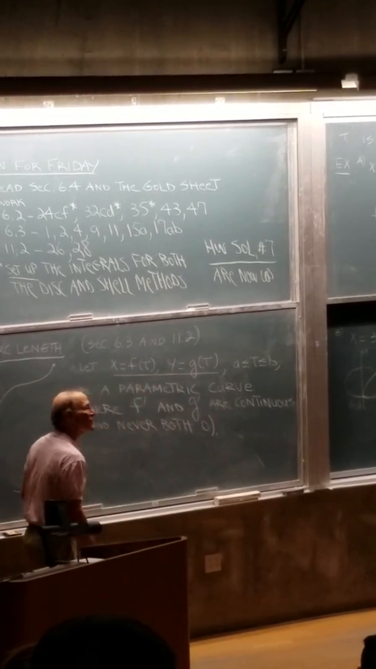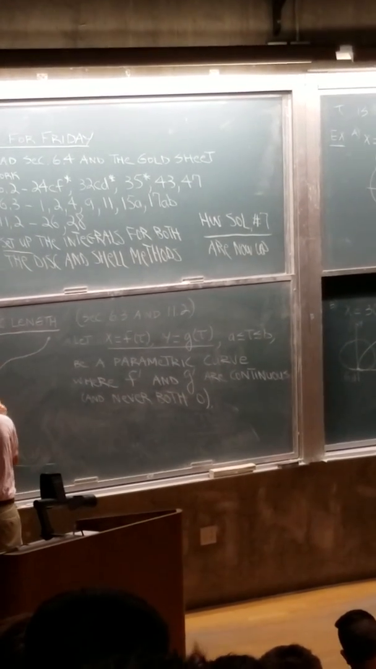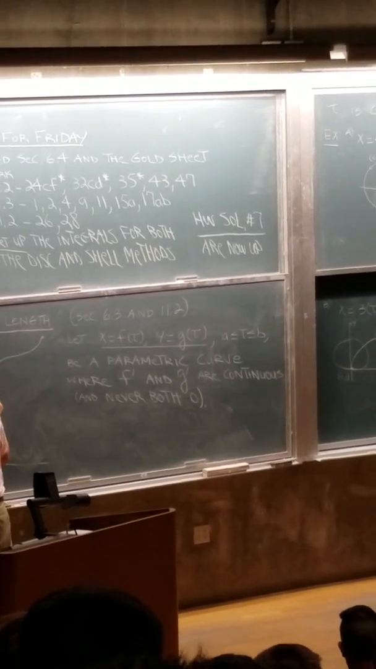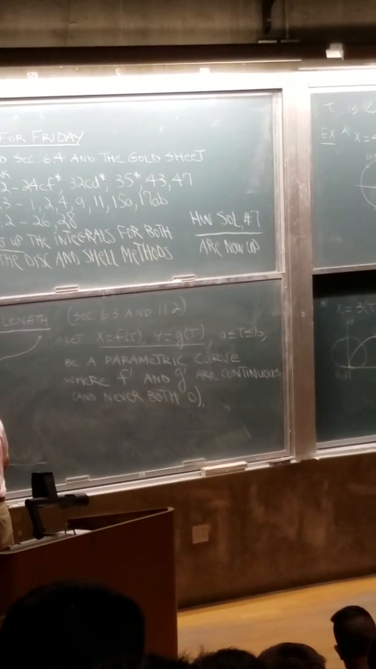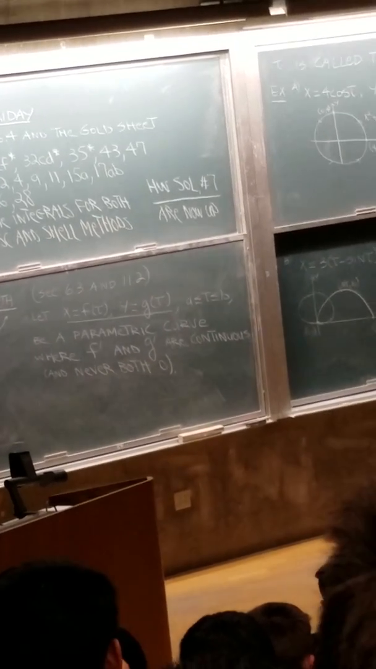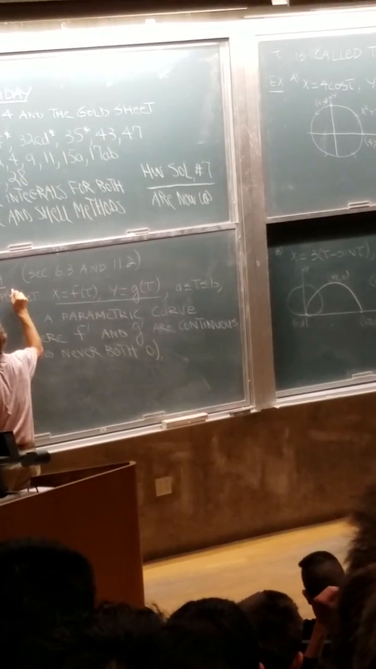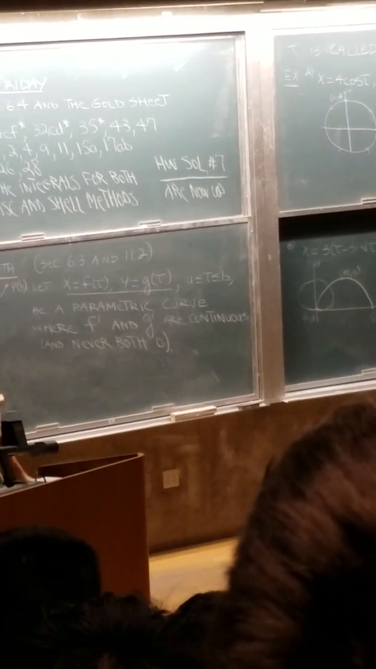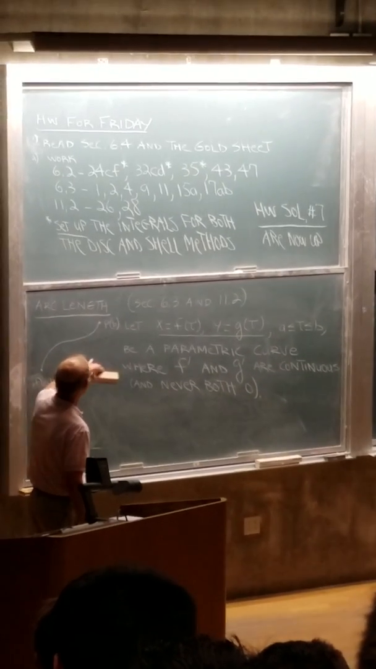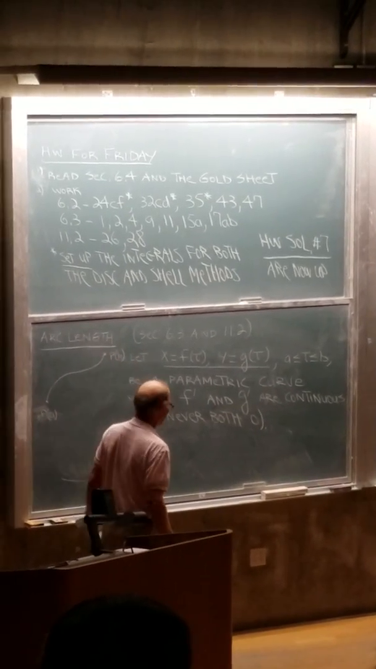Okay? And what I want to do is try to find the length of this curve. So this point, say, is the point f of a. Let me write this as the point corresponding to t equals a. Let me write this as the point corresponding to t equals b. So this is the point f of a, g of a. This is the point f of b, g of b, like this.